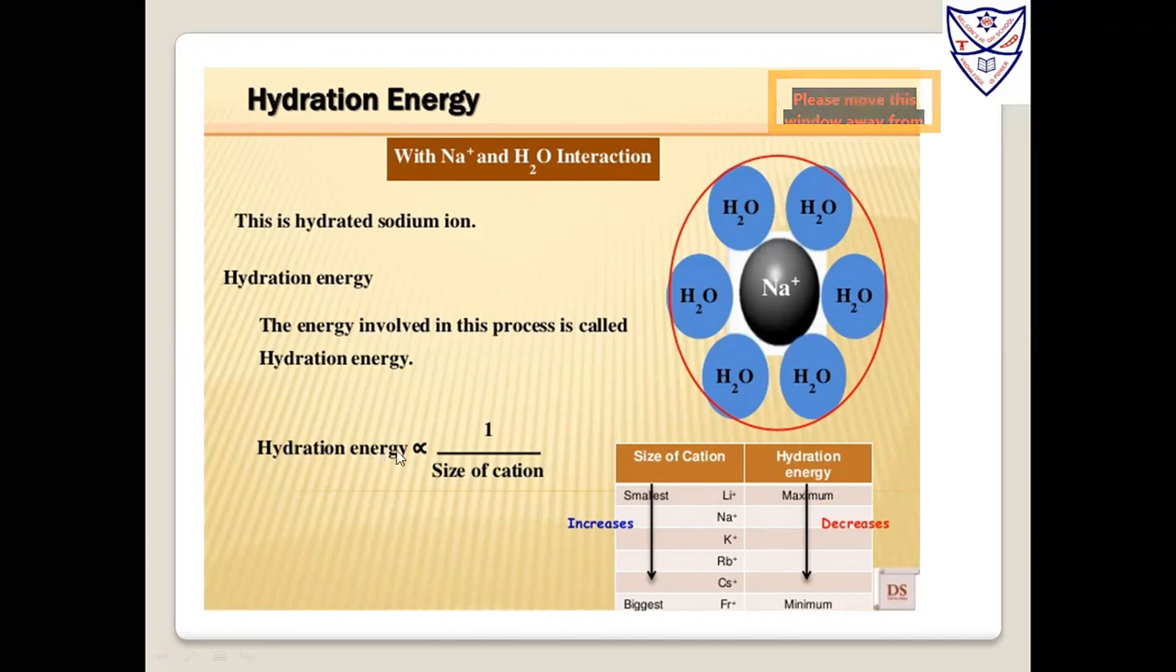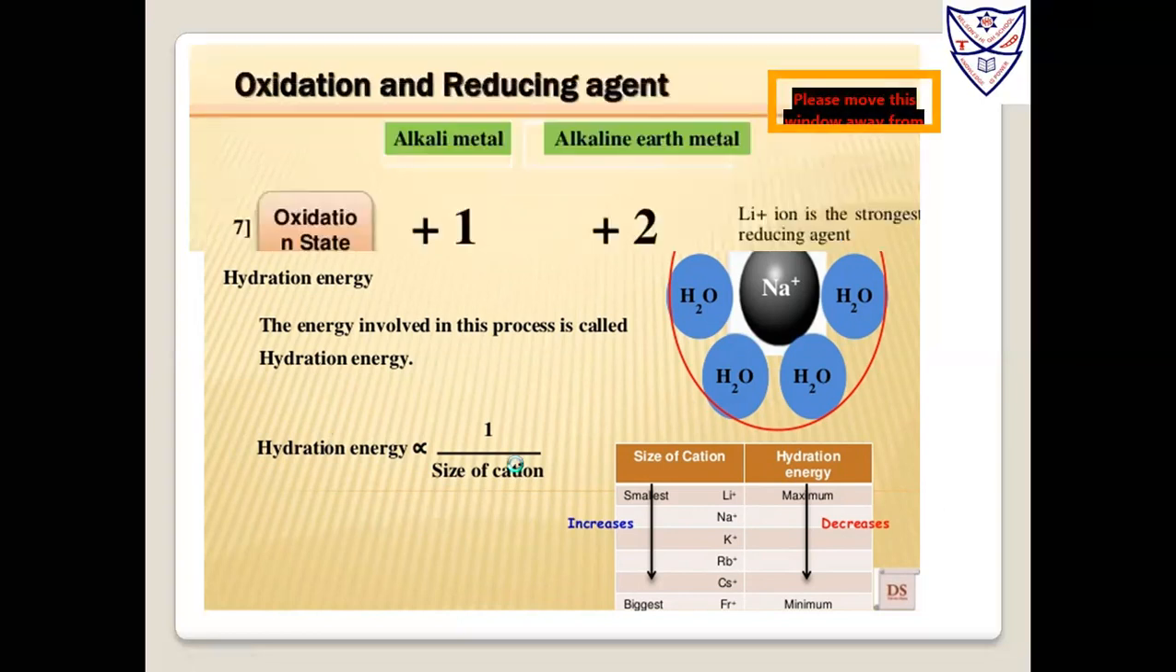So hydration energy is inversely proportional to the size of the cation. So as the size of the cation increases, hydration energy decreases. This you need to remember, the hydration energy. As the hydration energy increases, the size of the cation decreases.